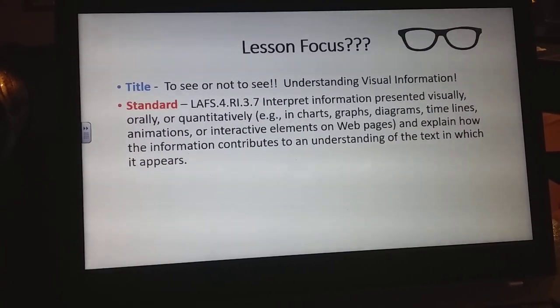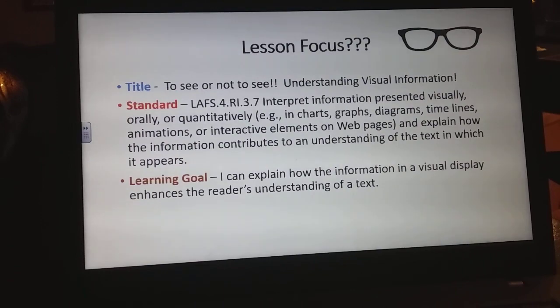In parentheses, it tells you what those quantities are, or some of that information that's presented is. For example, in charts, graphs, diagrams, timelines, animations, or interactive elements on web pages. So also being able to explain how the information contributes to an understanding of the text in which it appears.